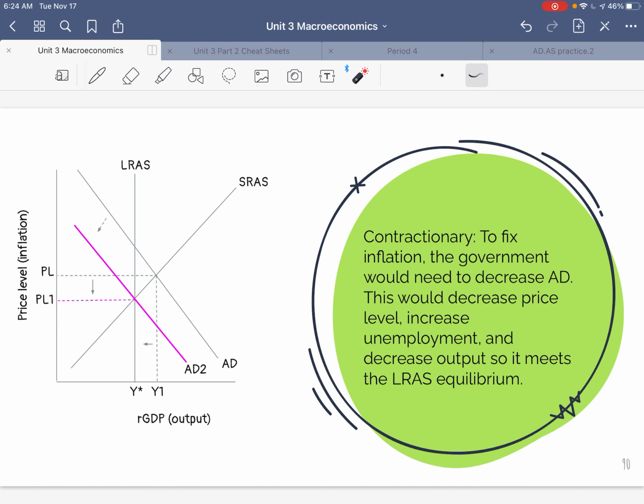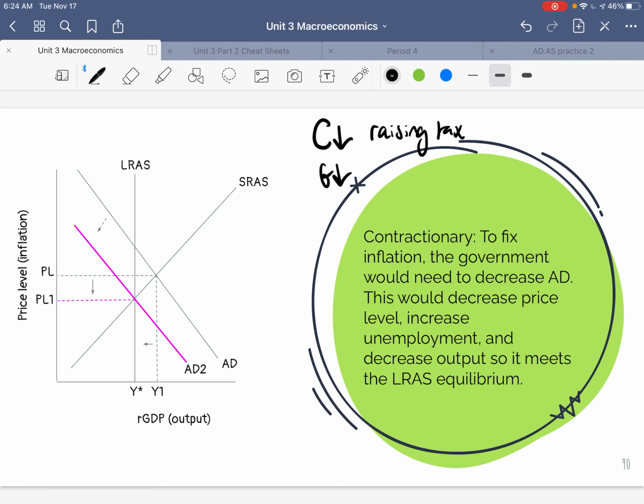They need to decrease AD, and as we learned last week, they can decrease AD by manipulating the C and G functions of the AD curve. So they would want to decrease consumer spending and decrease government spending. They could decrease consumer spending by raising taxes, and they could decrease government spending by cutting benefits, just decreasing government spending in general, cutting government salaries, those sort of things, okay?